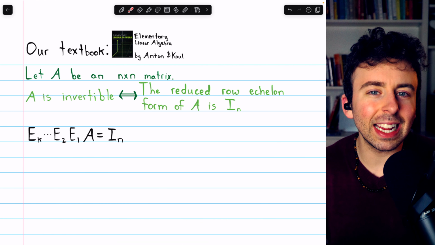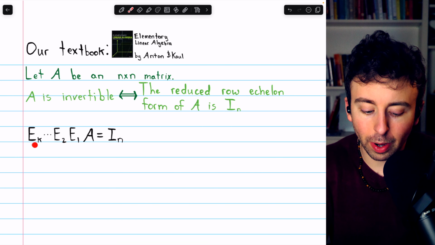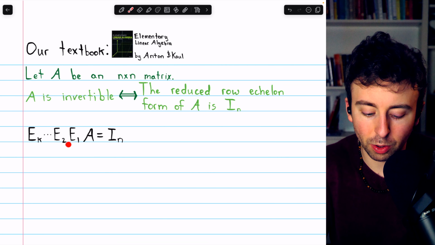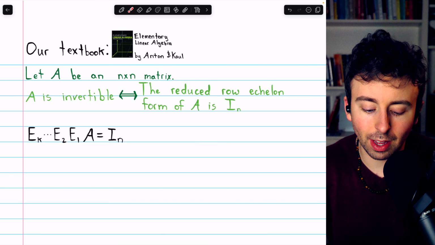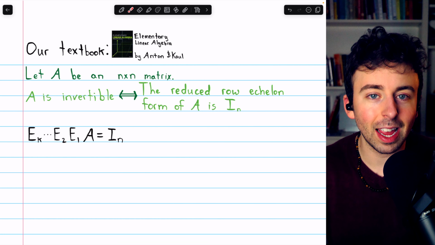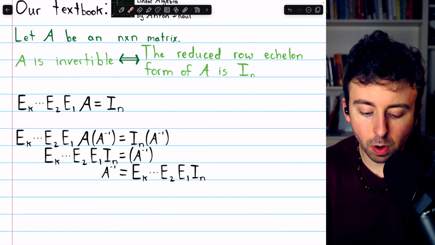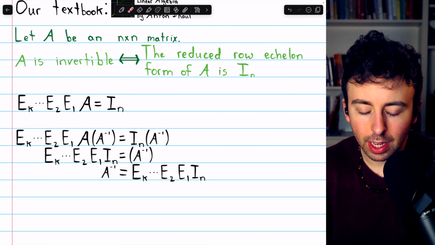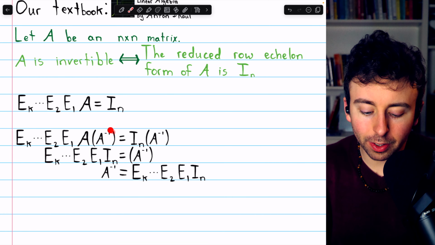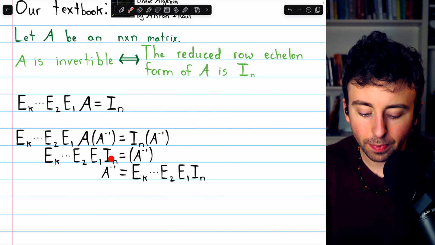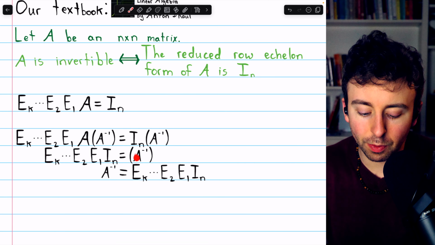That means if we have an invertible matrix A, there's some sequence of elementary row operations, seen here, e_k up to e_1, that would produce the identity if we were to perform these elementary row operations on the matrix A. Then we can multiply both sides of this equation on the right by A inverse. That produces this equation. Then A and A inverse cancel out to the identity. On the right, the identity times A inverse is just A inverse.